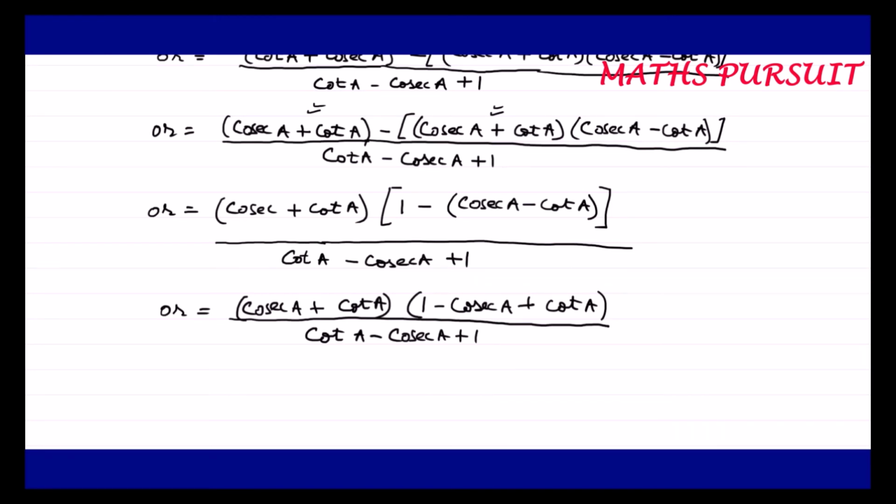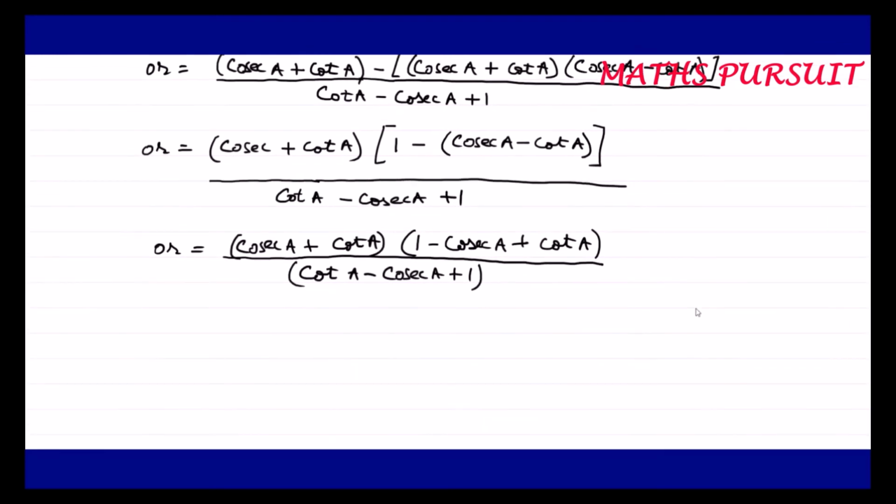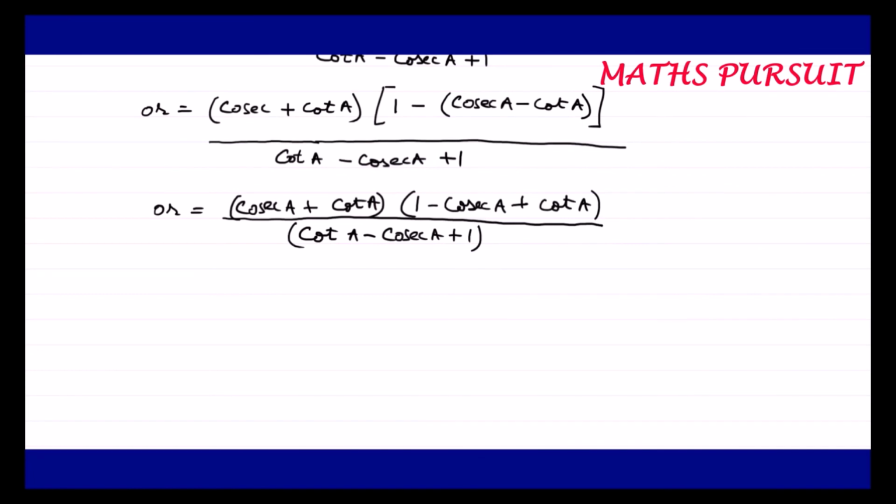Now guys, at this stage I am again going to rearrange this equation a little bit. What am I going to rearrange? Let's see. In the denominator I have cot A minus cosec A plus 1. In the numerator I have 1 minus cosec A plus cot A. If I write it as cot A minus cosec A plus 1, there will be no harm or change. So I am going to rearrange that particular part.